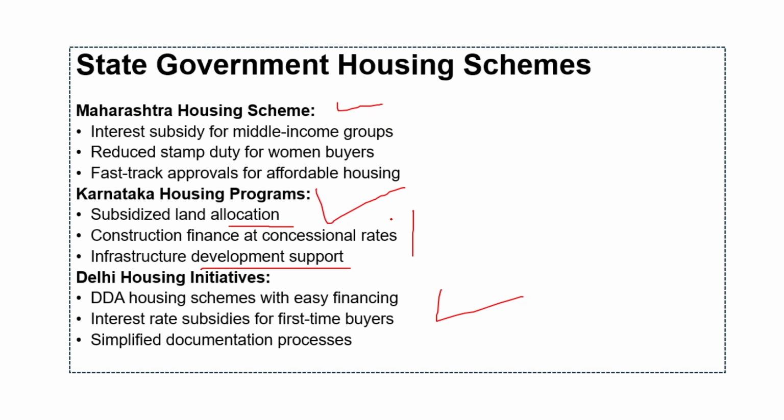Understanding these state specific programs is crucial for mortgage professionals, as combining central and state benefits can dramatically improve affordability for eligible borrowers. So when we look at them together, we can see that there can be big advantages for the borrowers. So that is another lens to look at this issue.